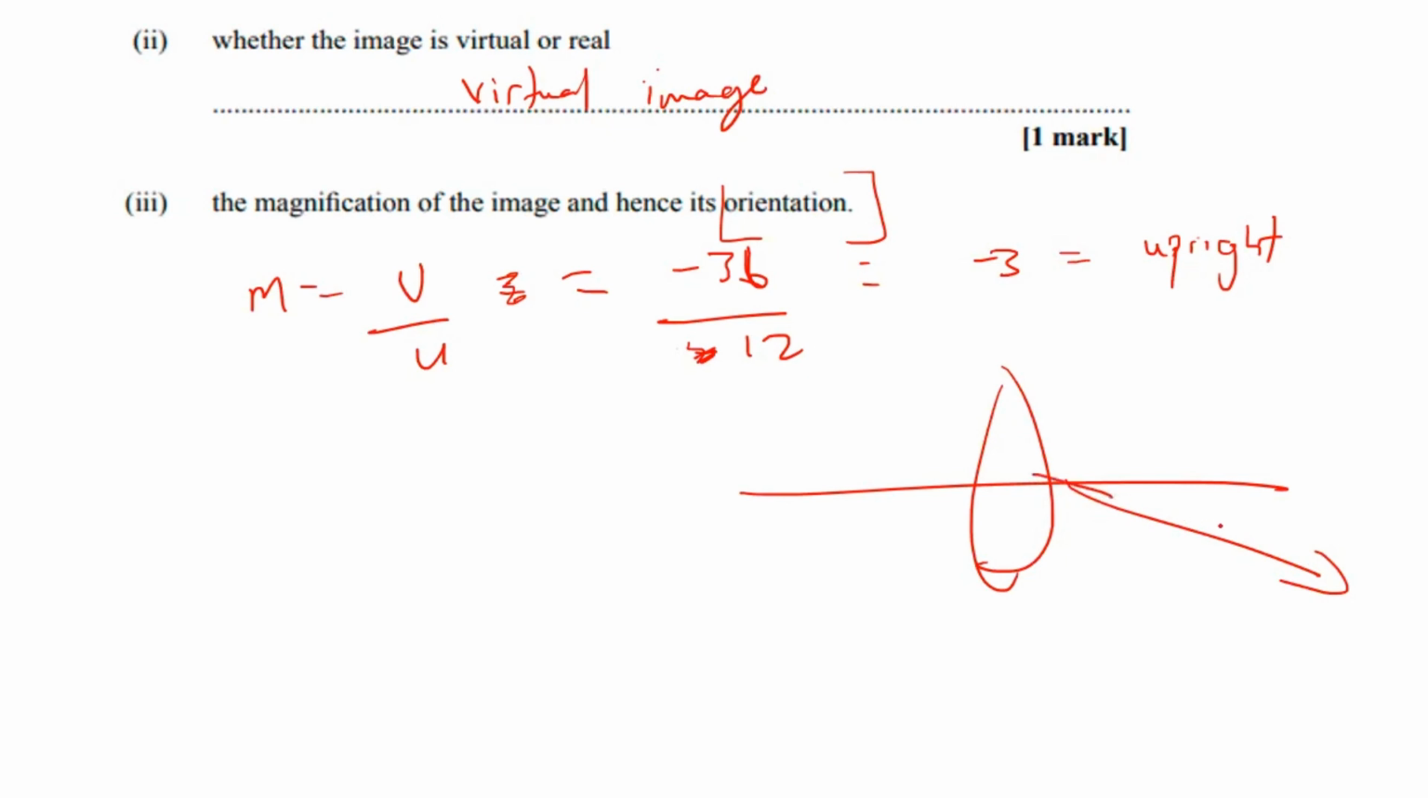So that is what the inverted part is. Inverted will be on this side, where it's like upside down. Once the image is on the same side where the object is, so imagine that is where the object is, and the image is on the same side, then we say it is upright.